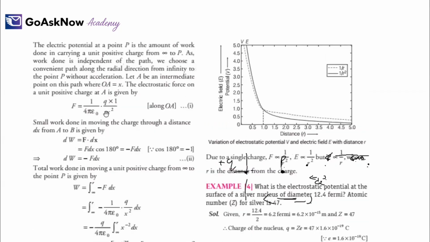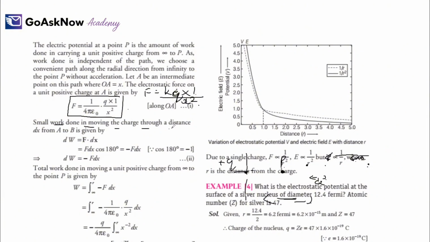The electrostatic force on a unit positive charge at A is given by, as I have already told you, kq into 1, because force is kq1q2 by r square. Here k is there, q is the charge at the origin, and the unit positive charge has the value 1 coulomb. So that will be kq1 upon x square, because point A is at distance x from O. So the force will be kq upon x square.